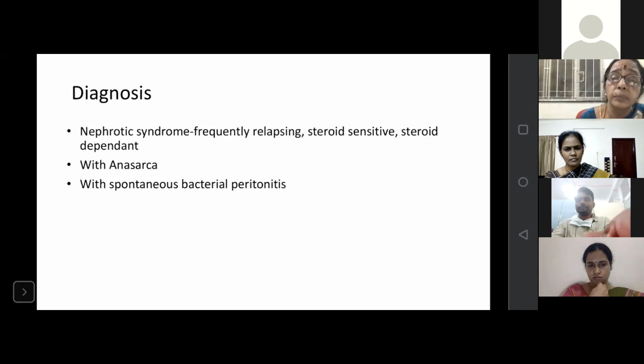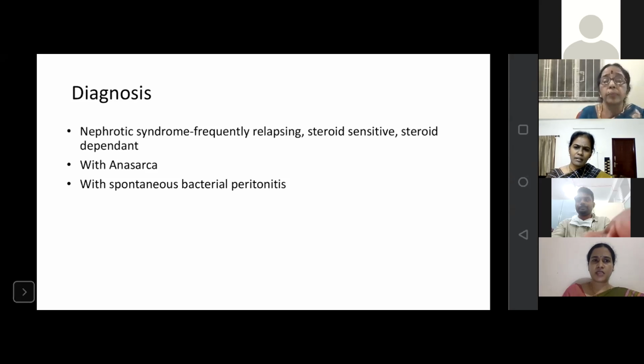Live vaccines should not be given while they are on full dose of steroids. So how long will you wait if a child is on steroids? When can you safely give a live vaccine? After 4 weeks into the remission, I can safely give a live vaccine to these children.